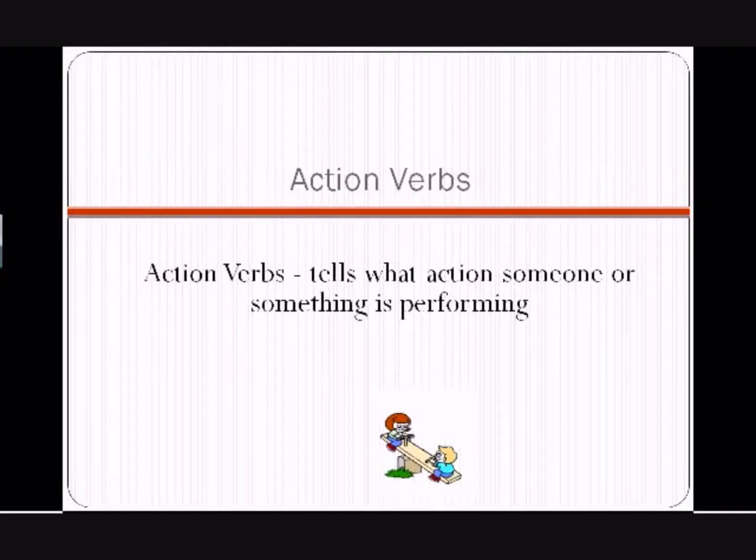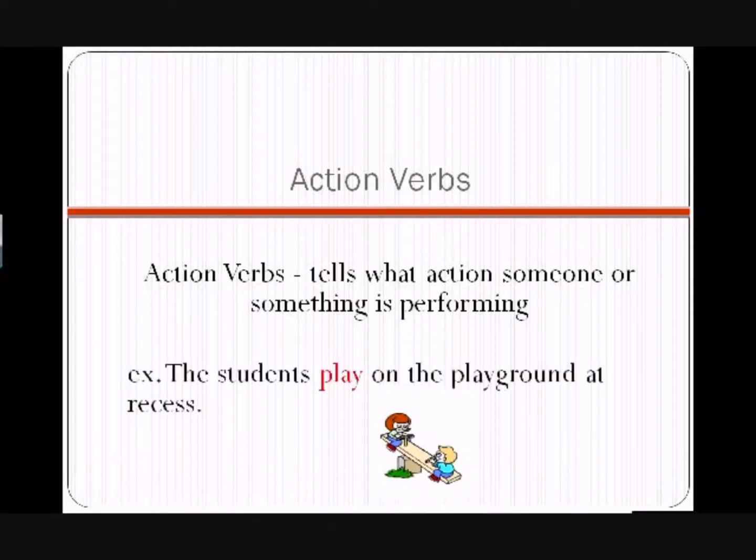Let's start with action verbs. Action verbs tell us what action someone or something is performing. It is what the subject of the sentence is doing. Here we have the example, the students play on the playground at recess. Play is the action that is being performed by the students, who are the subject of the sentence. They are actually doing something, therefore it is an action verb.